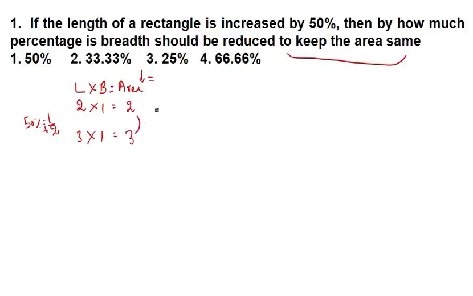So for that you have to reduce from this. You have to reduce minus 1 to become 2. So what will you do? You will reduce 1, on what number are you reducing? From 3 into 100. We know that 1 by 3 is a fraction, and if you want to convert it into percentage, then 1 by 3 means 33 1 by 3%. So your option number 2 is right. This is method 1, okay?